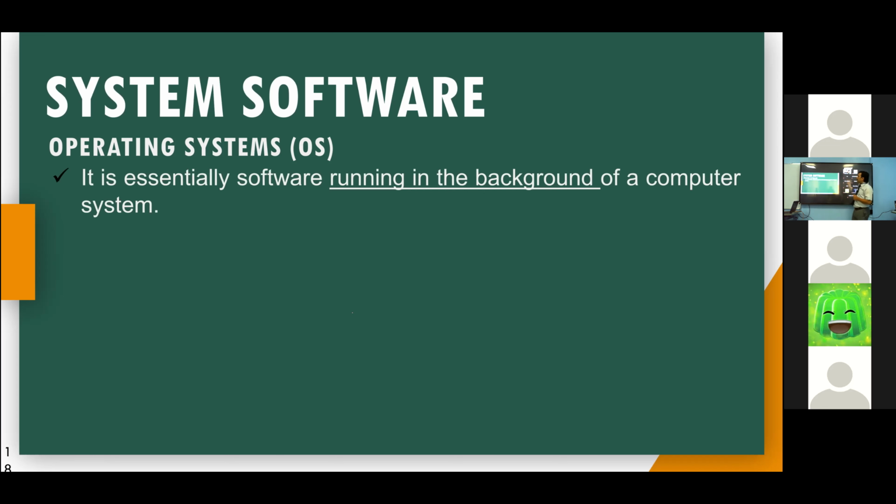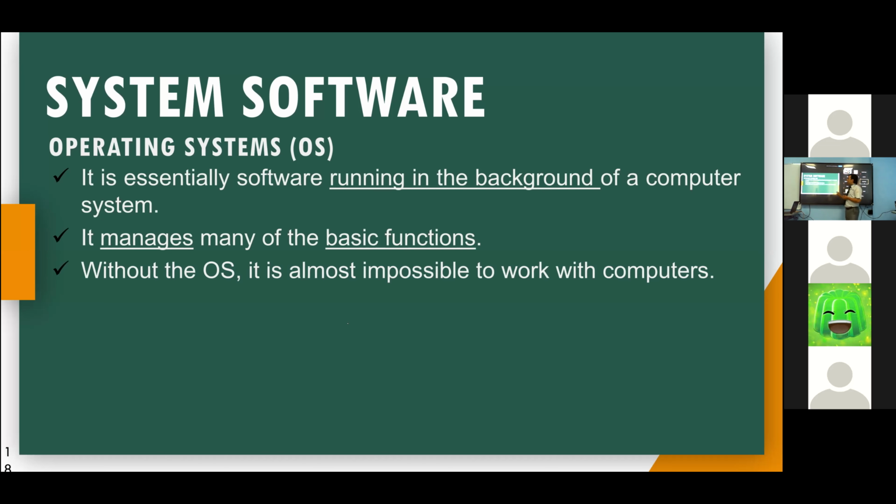An operating system is essentially software running in the background, which you cannot see. For example, when you create an application, it will continue to run in the background of our system. It manages many of the basic functions, and without an operating system it's almost impossible to work with computers. Our hardware works with software. The first software is system software, the operating system.